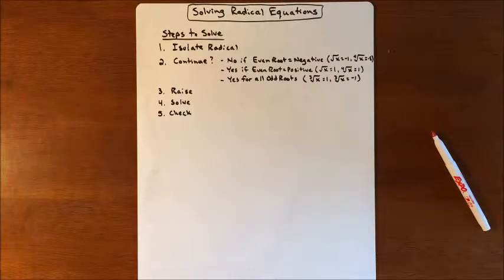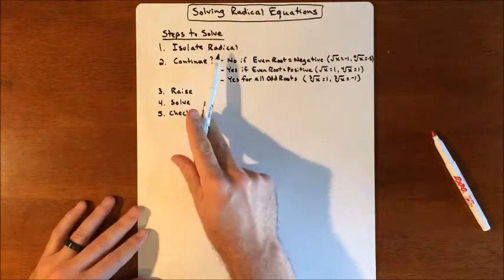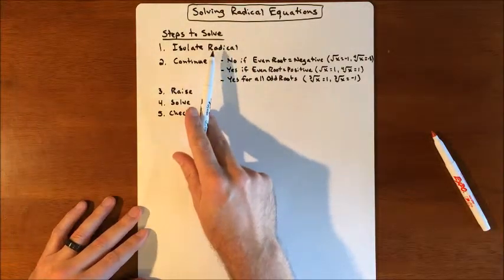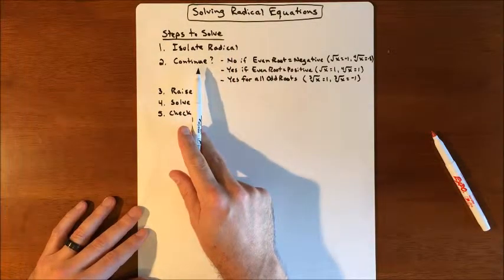In this lesson, we're going to be solving radical equations. And there's kind of a process and an organization to this. The first thing we're going to look to do is isolate the radical completely. All right? And then we need to actually question, should we continue or not?